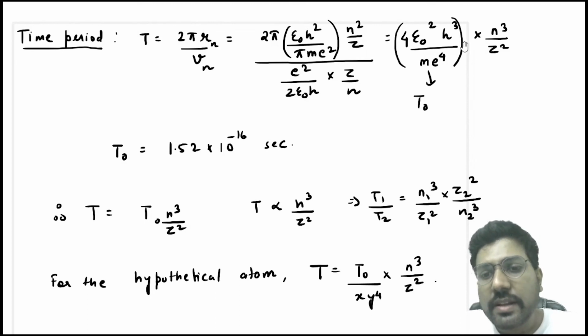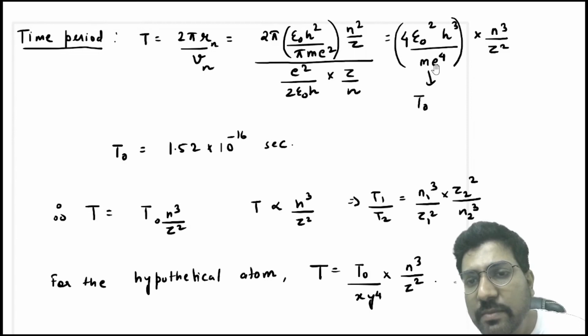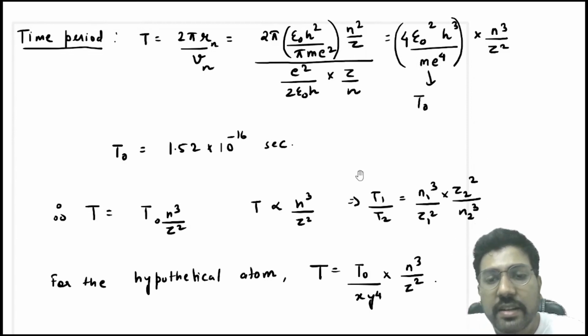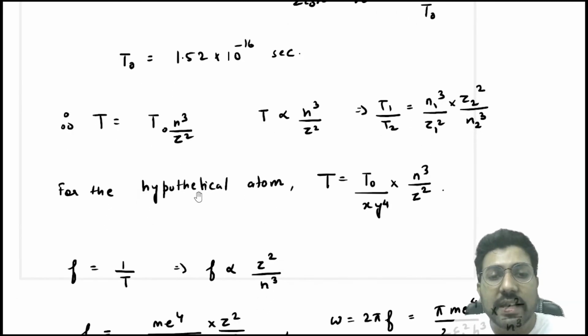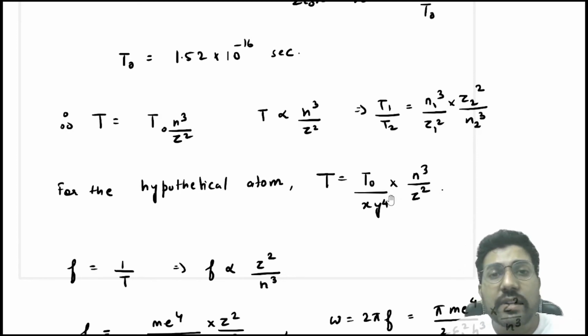Okay, now for a hypothetical atom, you can see here the time period is a function of m e power 4, right? So from this I will say that if the mass becomes xm and the charge becomes ye, then there will be an extra term of xy power 4 in the denominator. So I'll write for a hypothetical atom, the time period is T naught by xy power 4 into n cube by z square. Okay, every time you have to pause it, you have to write it, you have to remember it, and then only you can proceed to the further part of this lecture.